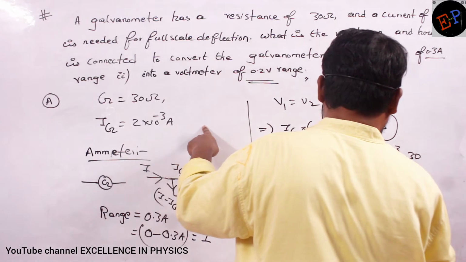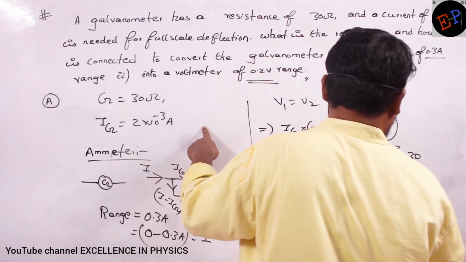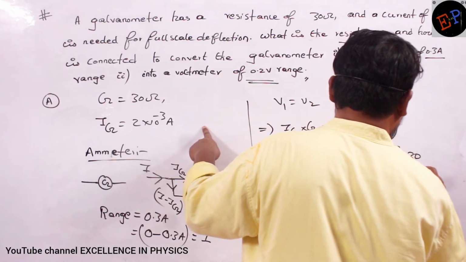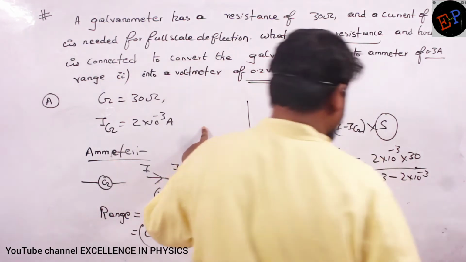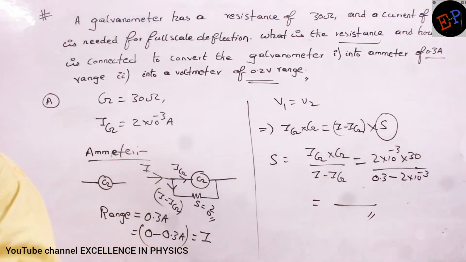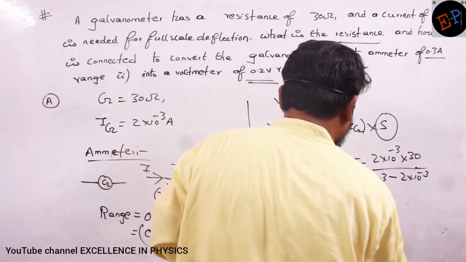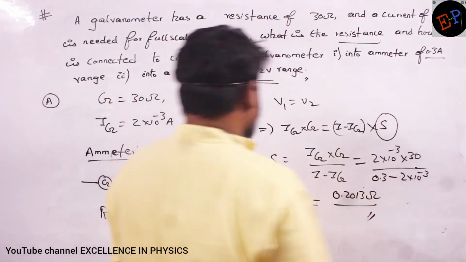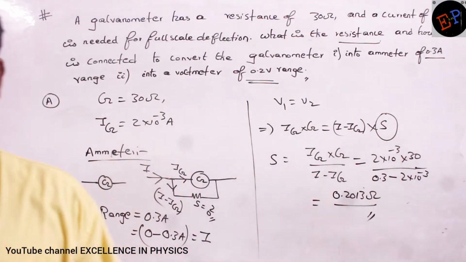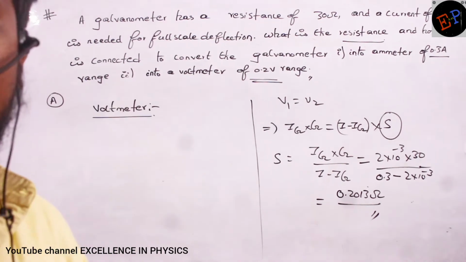So 0.3 minus Ig value is 2 into 10 power minus 3. Just do this calculation and you will get the value of shunt resistance, so that the galvanometer is converted into an ammeter. The answer which you should get is 0.2013 ohms. That is the resistance of the shunt. Clear? That's it.